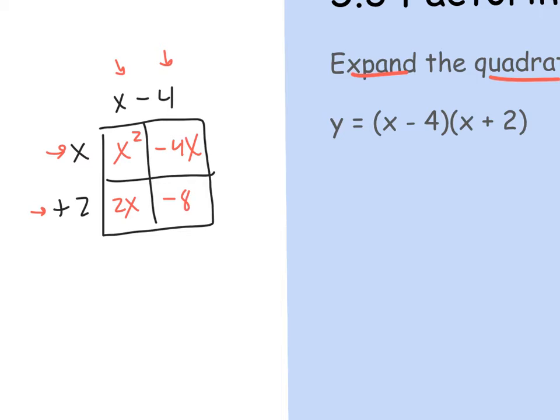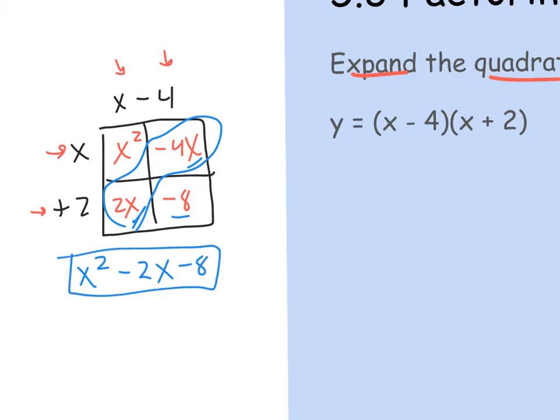Now we just combine like terms and write it out. These two terms are both x terms, so I'm going to combine those together. But the biggest term, highest degree, or power, I guess, would be the x squared. And then the x terms, that negative 4x plus 2x, that's negative 2x. And then we've got just the negative 8 left. And that's going to be y equals x squared minus 2x minus 8.